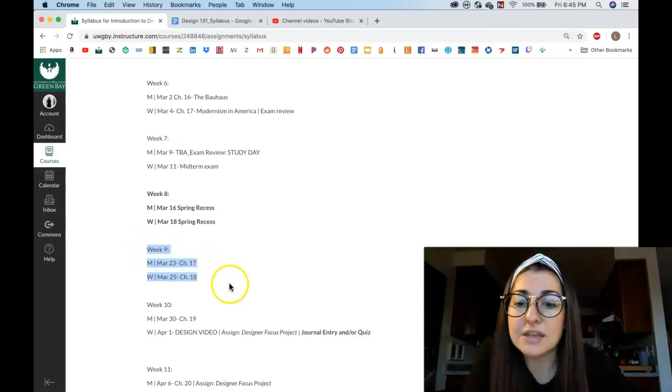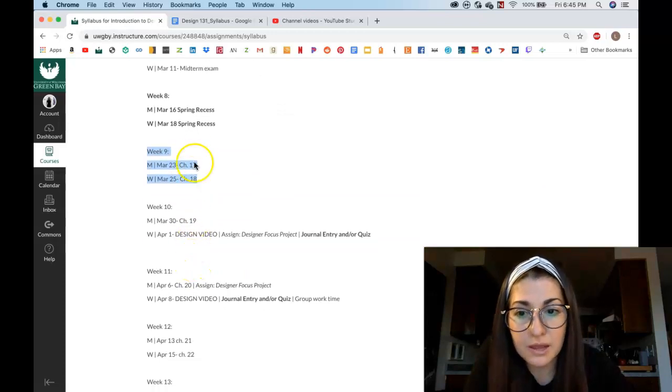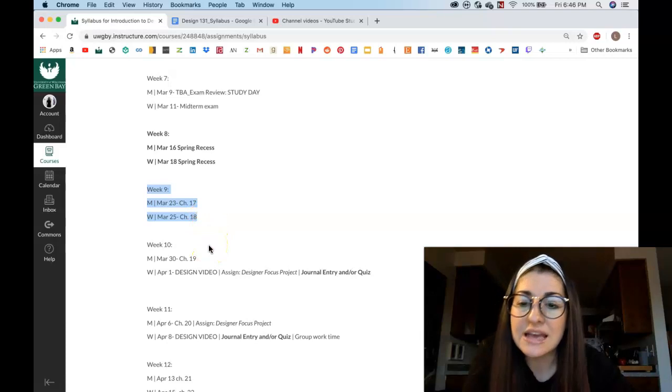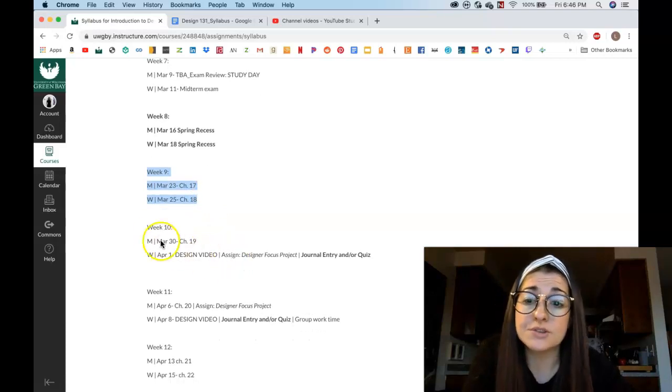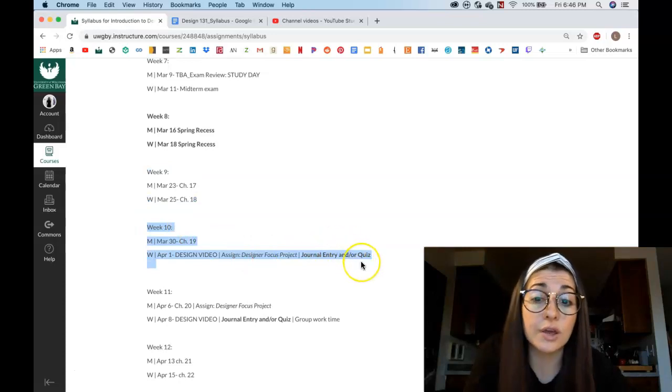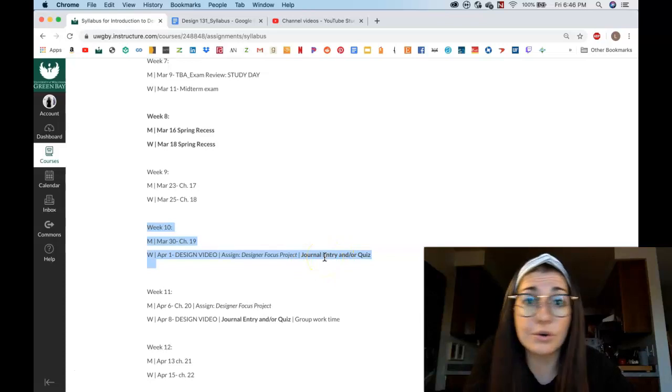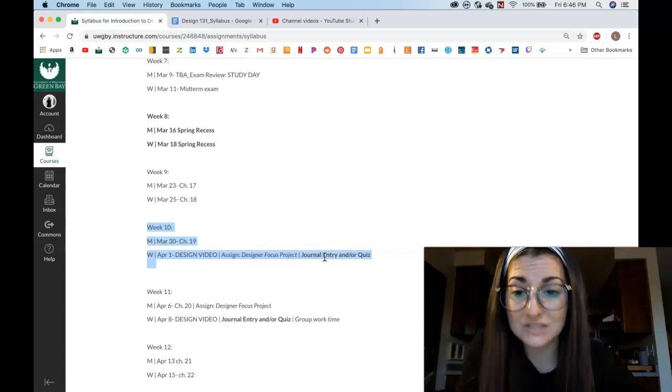And what I mean by that is we're going to roughly keep in mind our course syllabus calendar. But it's going to change quite a bit. So if there is a journal entry or a quiz that is marked for that date, I would no longer look at that as a valid form of information to use for this class.